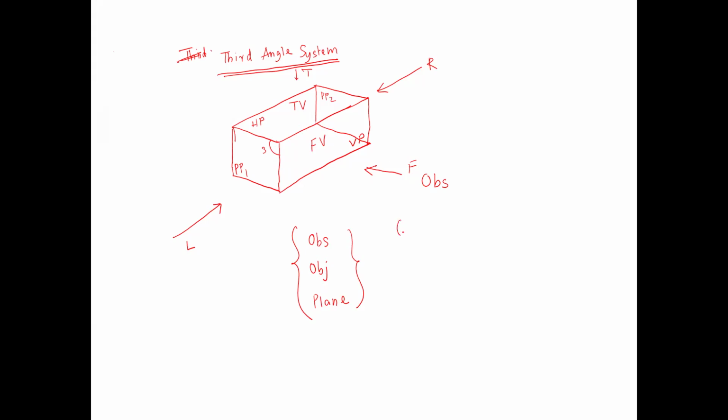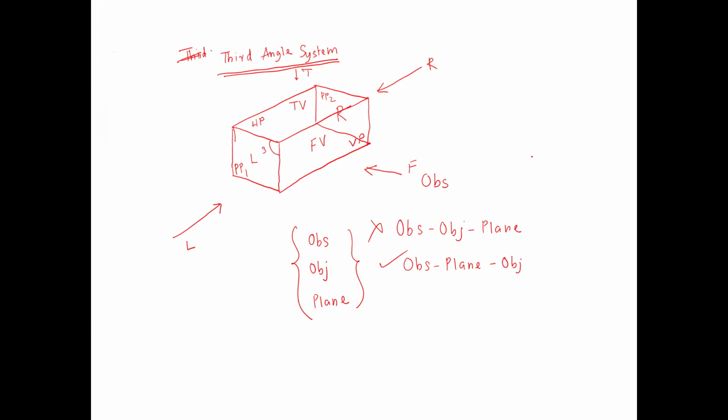So now the sequence is no longer observer, object, plane of projection. In first angle system, the sequence was observer followed by object followed by plane of projection. In the third angle system, this is no longer the sequence. The sequence becomes observer, plane of projection, and finally we have the object. So if this sequence has to be respected by the left hand side view, then left hand side view should be projected on this profile plane and right hand side view will be projected on this profile plane.